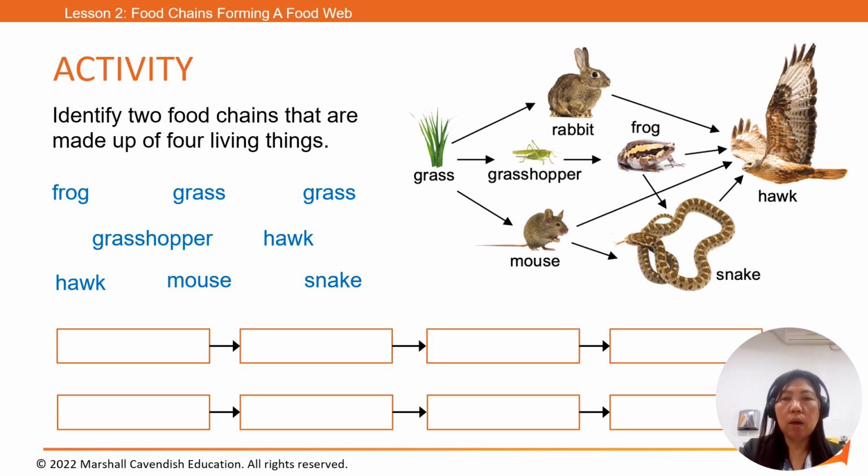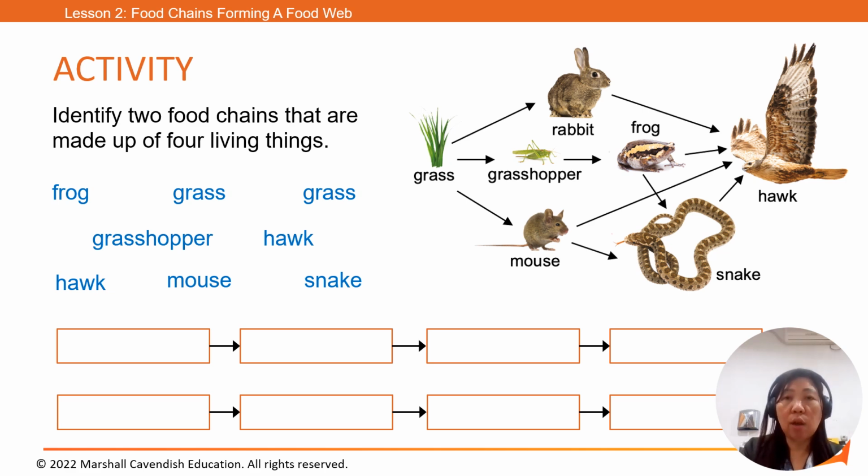So which animals are the prey for the hawk? Okay, let's see the hawk. How many arrows go into the hawk? So that means it is eating the rabbit, the frog, the mouse, and also the snake. And then which animals are the predators of the mouse? Which animals is that?